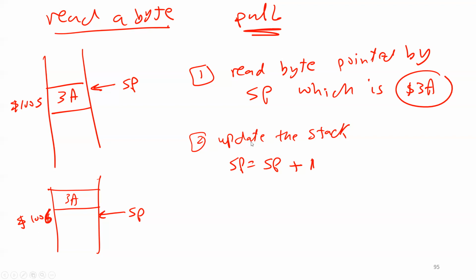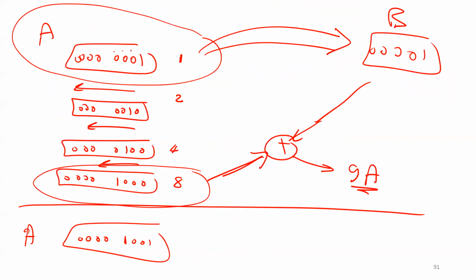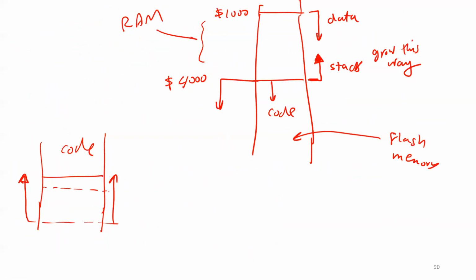And then I have to update the stack, because once I take one plate off, I should have a new top. So now I'm gonna update the stack. How are you gonna update the stack? I have to add one. Remember, every time you decrement the address, the stack is growing. If I go back here, guys, every time you reduce the address, it's growing. Every time you increment the address, you are actually shrinking.